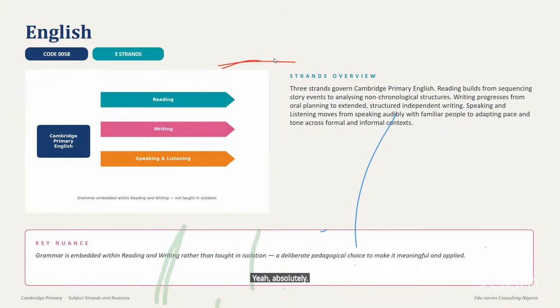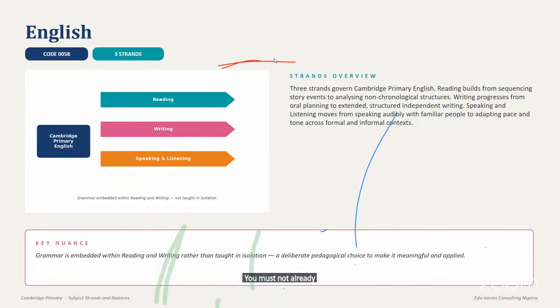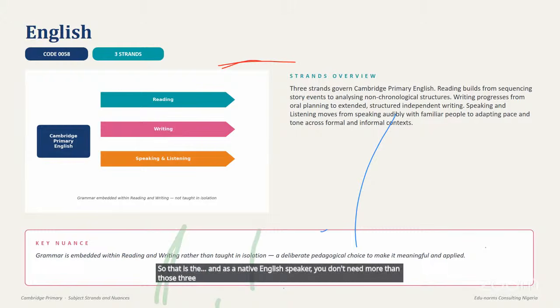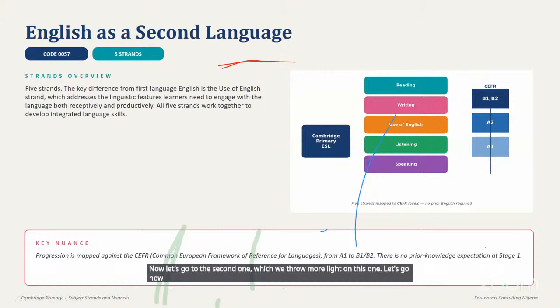But they speak English. So for you to be a native English speaker, you must know how to read. You must know how to write. And you must know how to construct your sentences very well. That is called use of English. So that is the nuance. As a native English speaker, you don't need more than those 3. Naturally, you don't need more than those 3. Now let's go to the second one, which will throw more light on this one. Let's go now to English as a second language. It will give you more understanding.